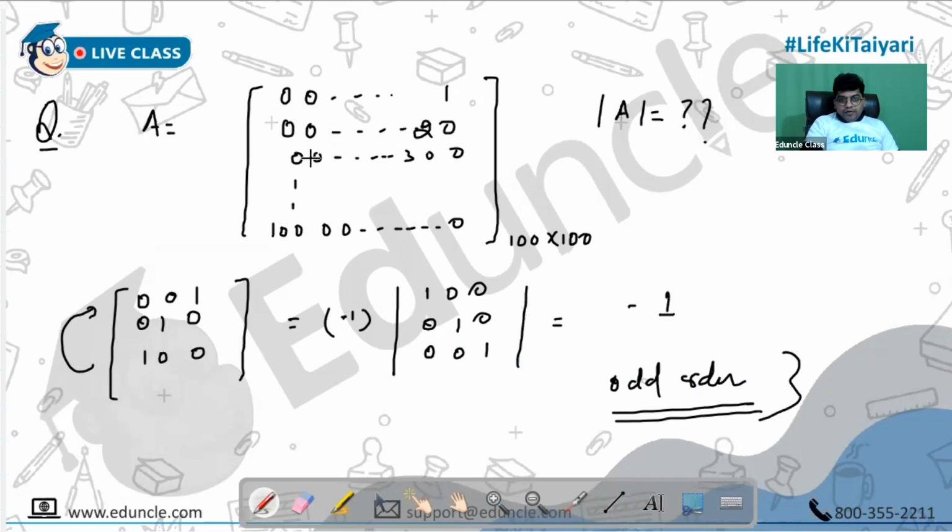See, if you take 6 by 6, what is the answer of this? This is like no 100 factorial. Sir, odd number of switches negative, even number of switches positive. Yes. So I think you are getting my point.